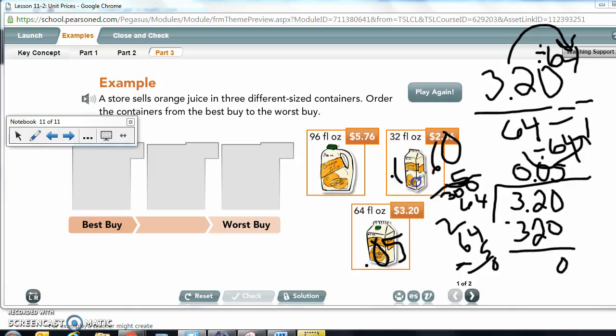This was 0.08 or 8 cents. And this was 0.06 or 6 cents. So which is the best deal? Well, out of all of these, the cheapest would be the 64 fluid ounces one.